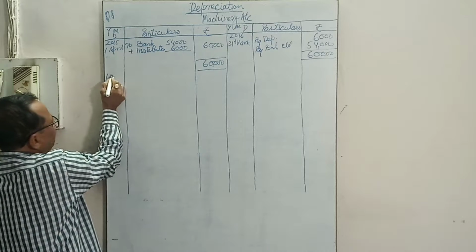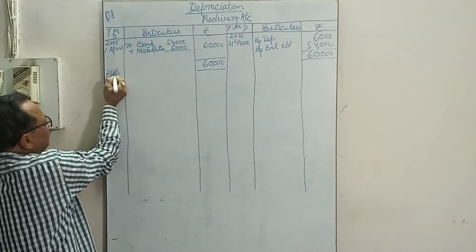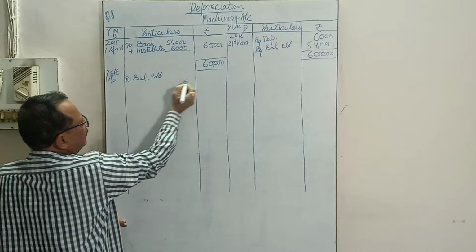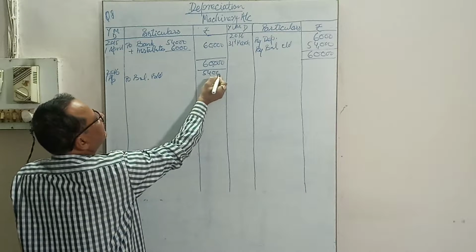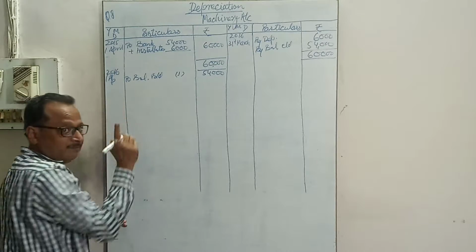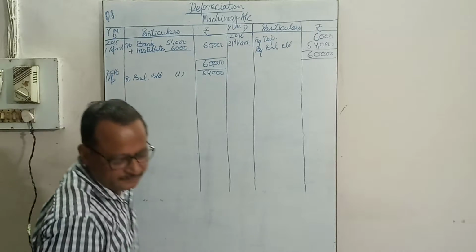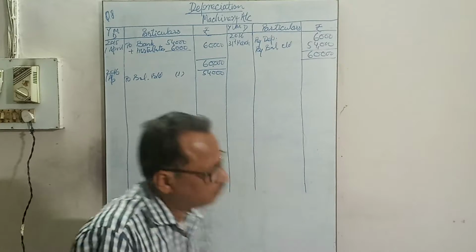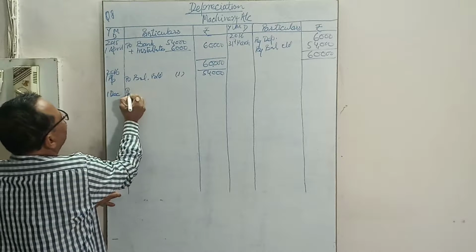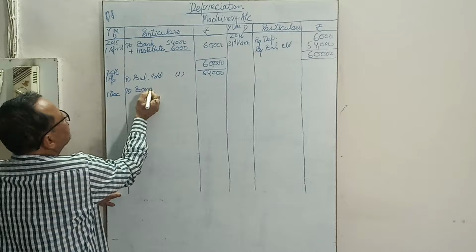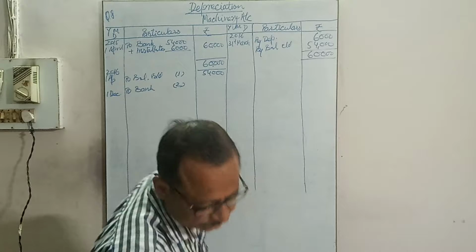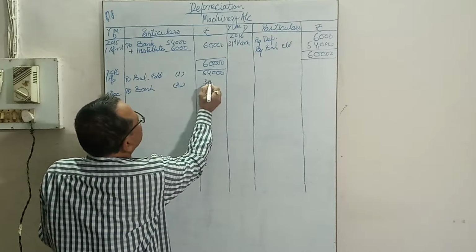Then on 1st April 2016, to balance brought down 54,000. It is first machinery. Then on 1st December 2016, to bank, second machinery purchased. That is for rupees 30,000.